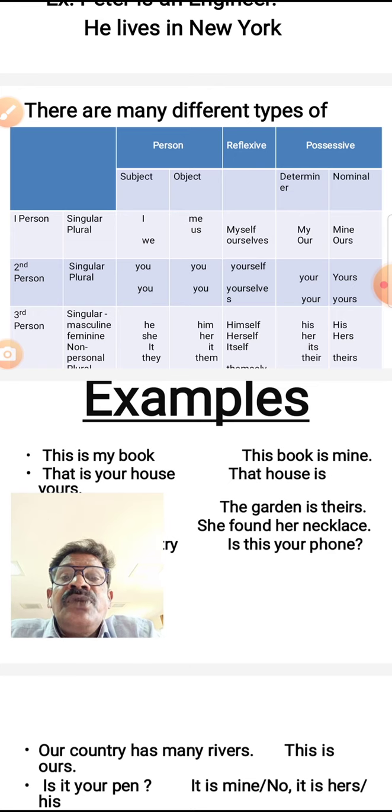And now come to the fourth column, where you can find object. For first person singular, me. Plural, us. Second person singular, once again you will come across the same thing, you and you. Third person, singular masculine, him. Singular feminine, her. Non-personal, it. Plural, them.